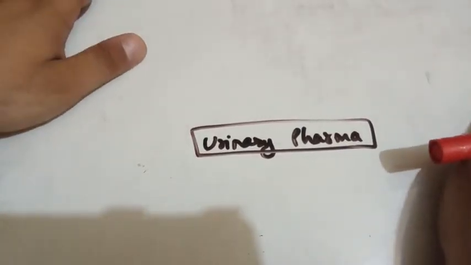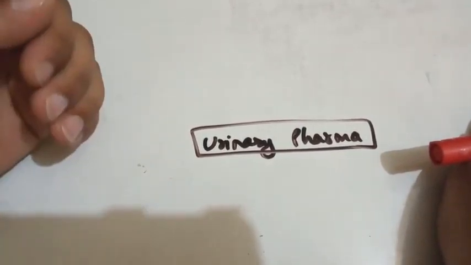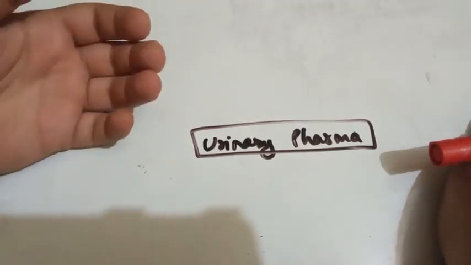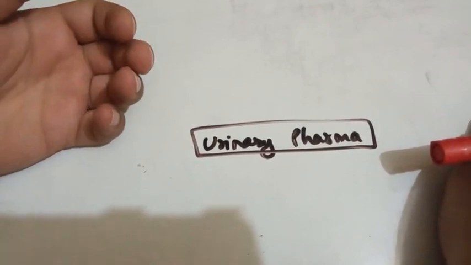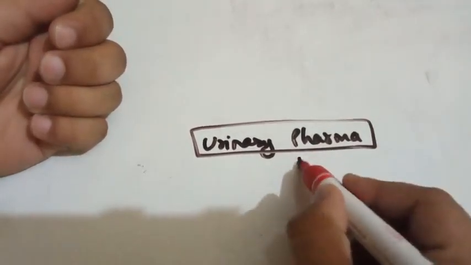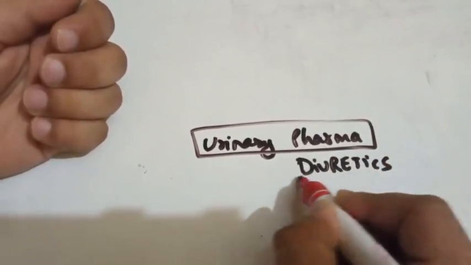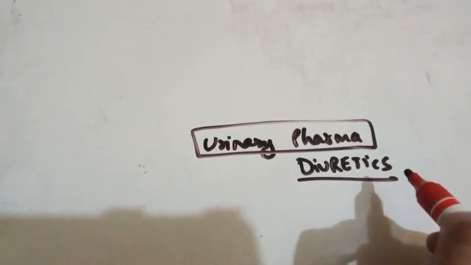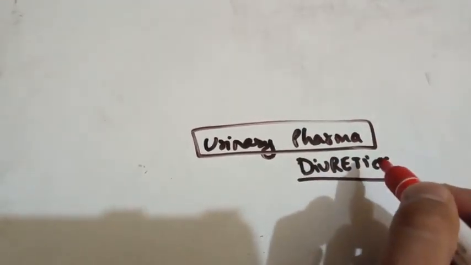Alright, so today we will be starting with the topic urinary pharmacology. There are various types of drugs which act on the urinary system of animals, but the most important ones are diuretics. This is the most important class of drugs which act on the urinary system, so we will discuss diuretics, and let's start.